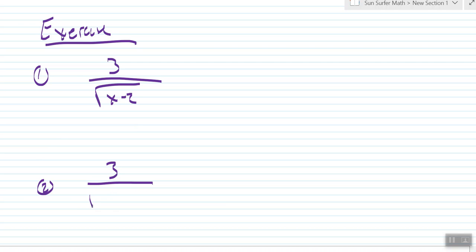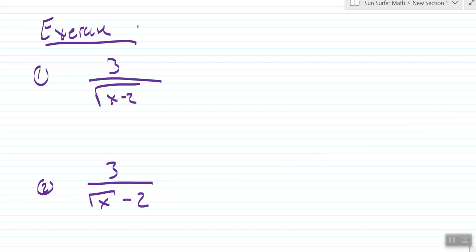Number 1, let's rationalize 3 over the square root of x minus 2. And number 2, let's rationalize 3 over the square root of x minus 2, with the minus 2 outside the radical. They look similar, but they are different. Stop the video, do the problem, and then start it up and see how you did.